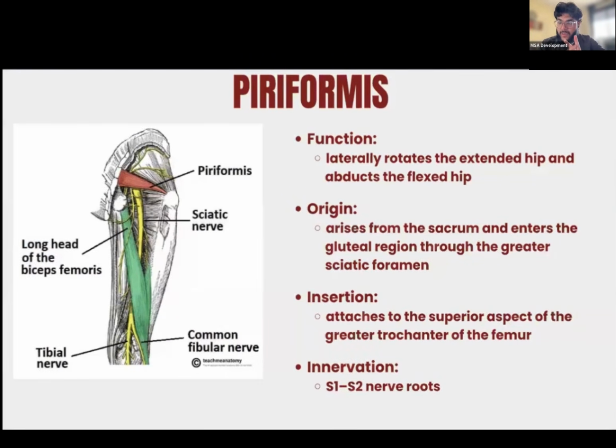Its function, again, as I said earlier, is to laterally rotate the extended hip and abduct the flexed hip. So it does two things. Once the hip is extended, it will laterally rotate it. And once the hip is flexed, it can abduct, so move away from the body. That is what the piriformis does. It's innervated by the S1 and S2 nerve roots.